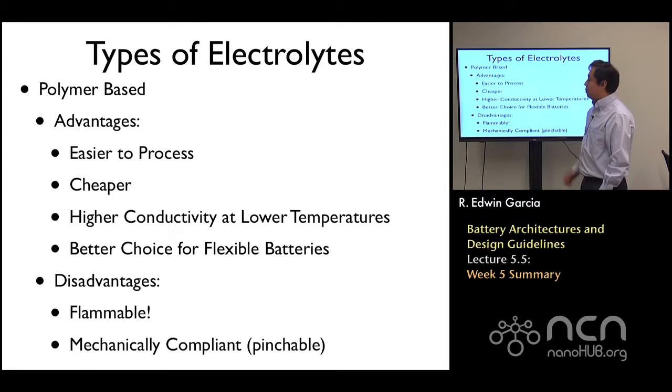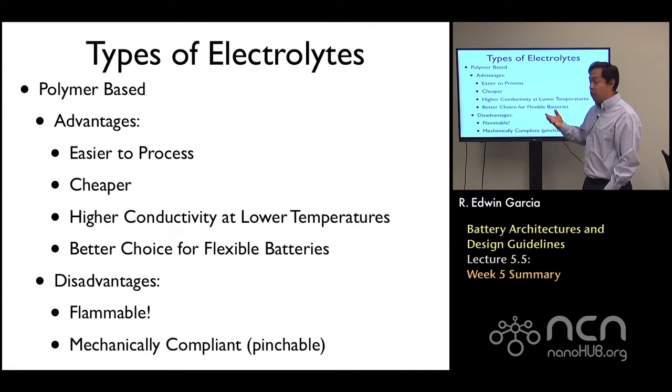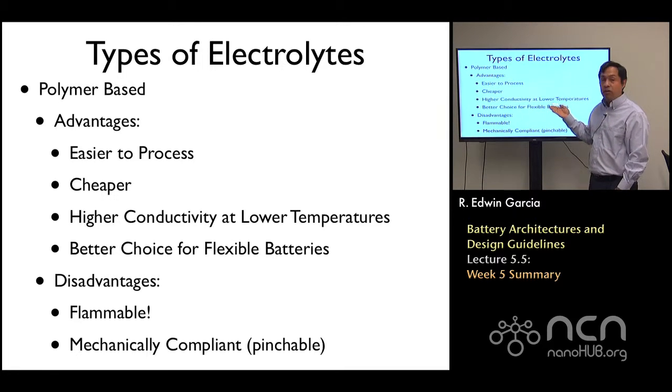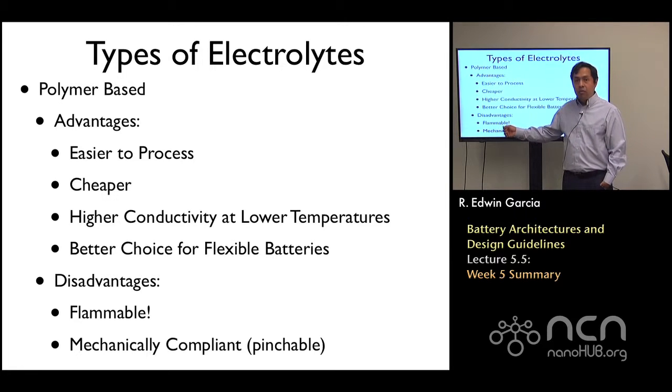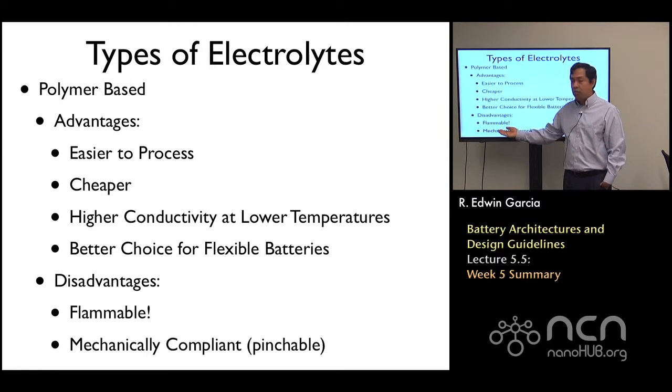They can be summarized in polymer base and ceramic base. The advantages of the polymer base, which is, by the way, the one that is used the most, is that it is easier to process, is very cheap, which is one of the reasons why it's used so much. It has very high conductivities at lower temperatures, and it's usually the choice of industry to make batteries and to make them flexible. One of the disadvantages is that you can reach 120 degrees centigrade, and that's enough to basically reach the threshold of being flammable.